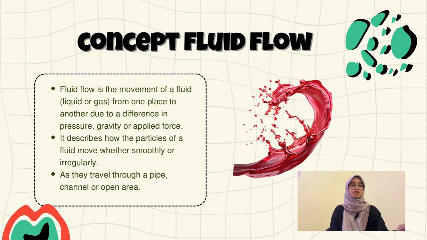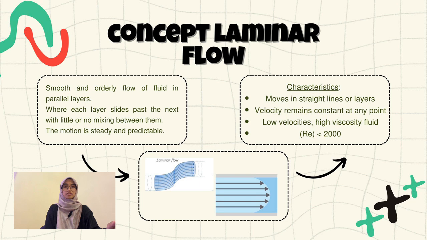Examples of fluid flow include water moving through a pipe, air flowing in a ventilation system, or even blood flowing through our veins. Next, let's look at laminar flow. Laminar flow is a smooth and orderly type of flow where the fluids move in parallel layers. Each layer slides past the other without much mixing.